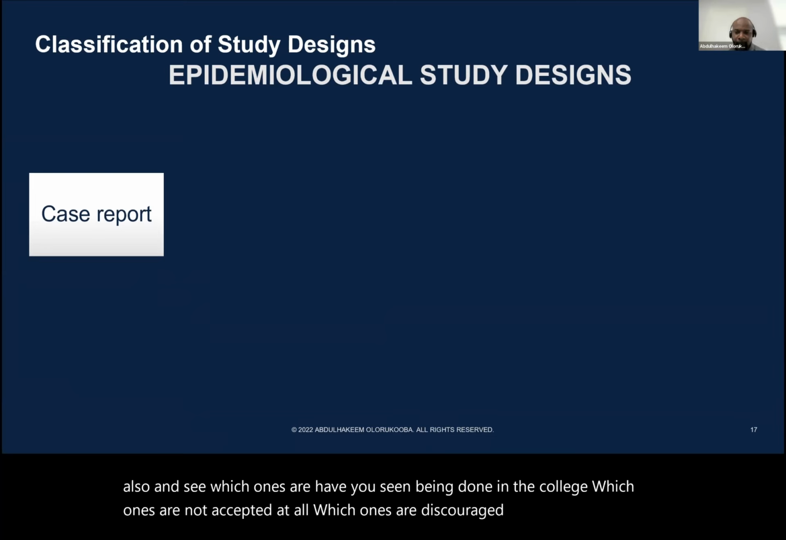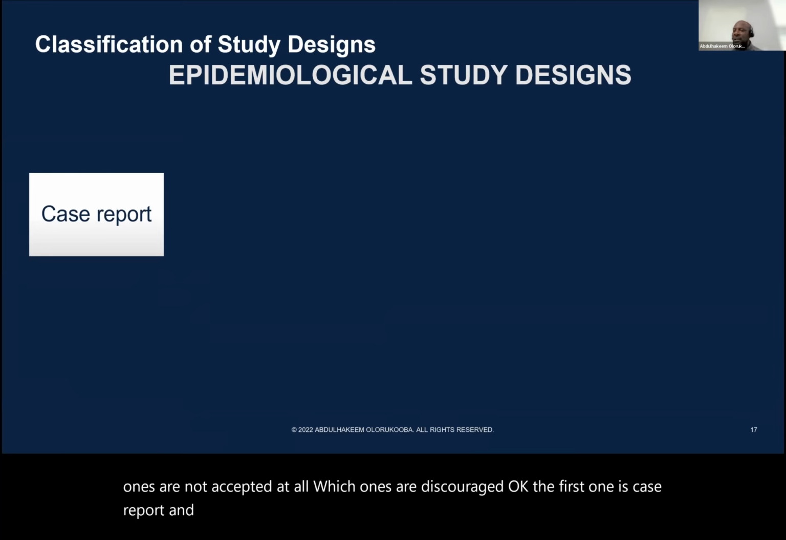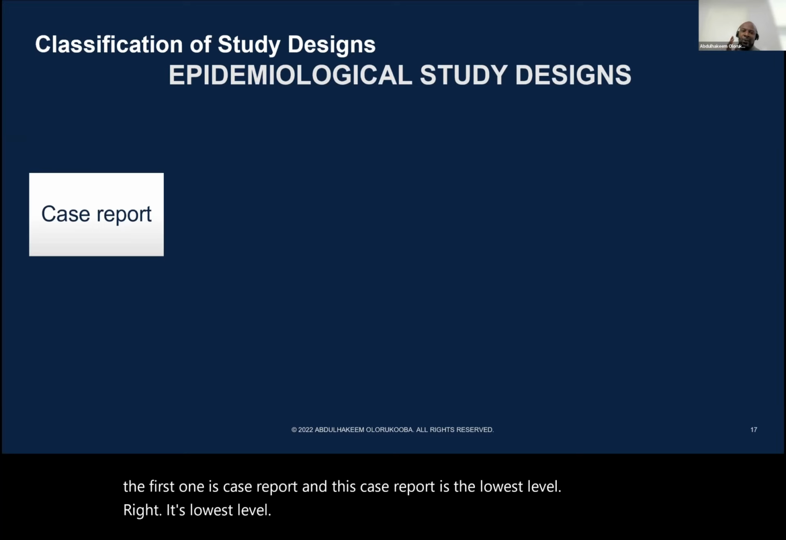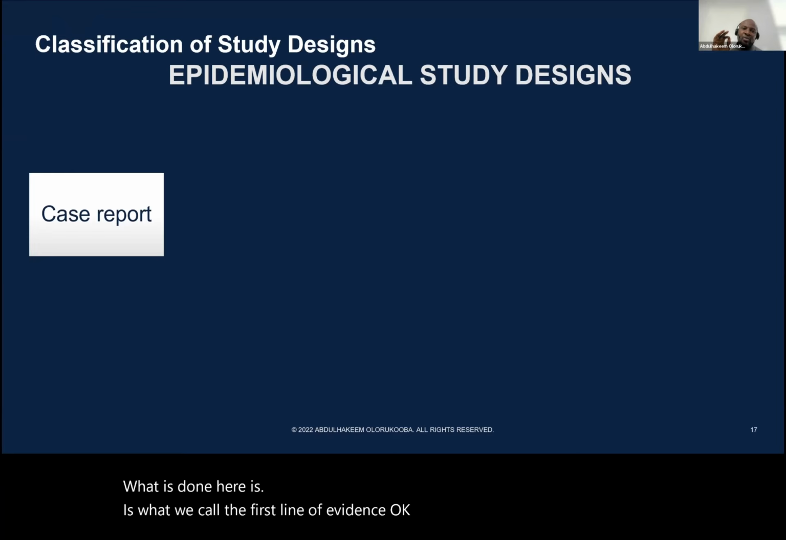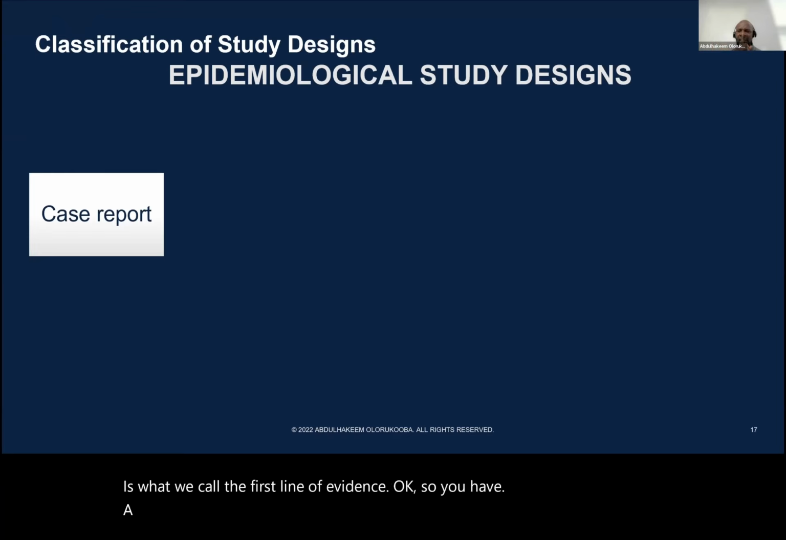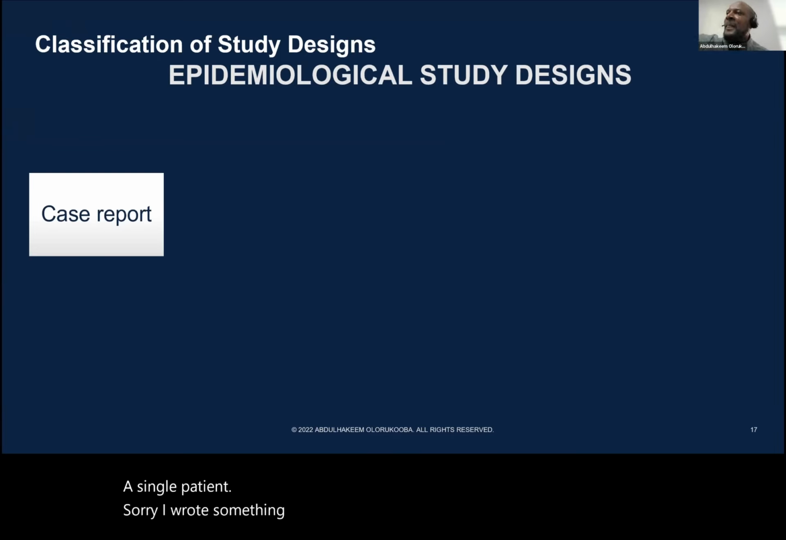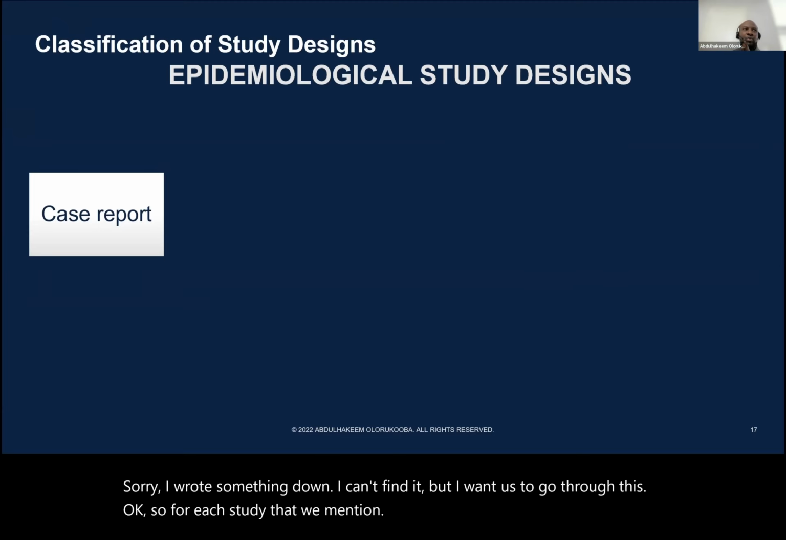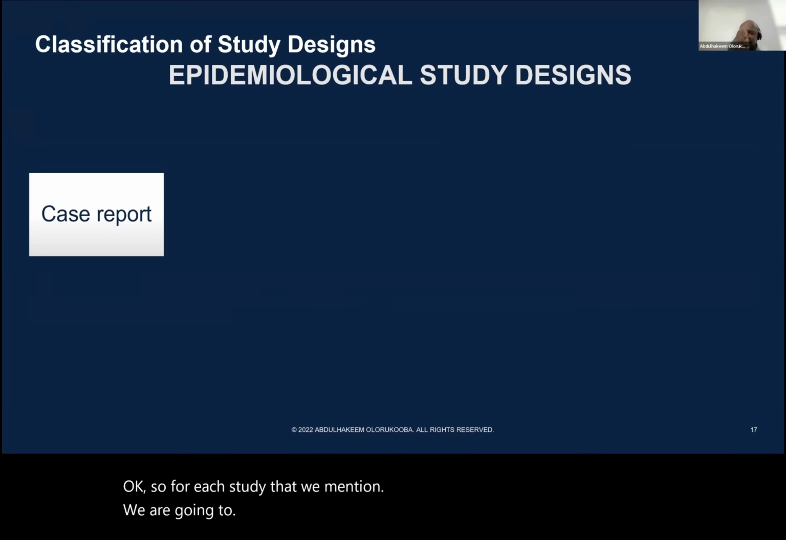The first one is case report. And this case report is the lowest level, right? Is the lowest level. What is done here is what we call the first line of evidence. Okay, so you have a single patient. I can't find what I wrote down, but I want us to go through this. Okay, so for each study that we mention, we're going to talk about four things.